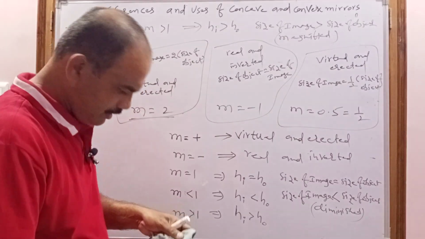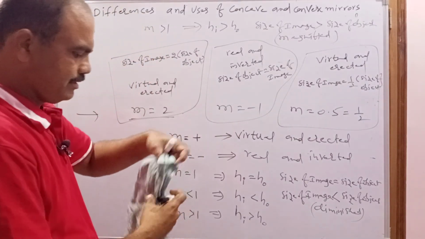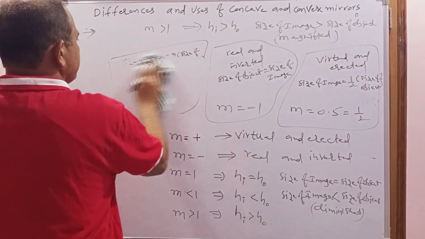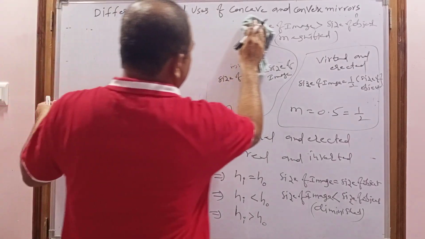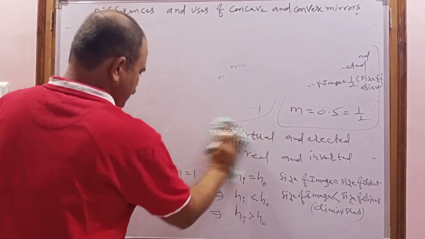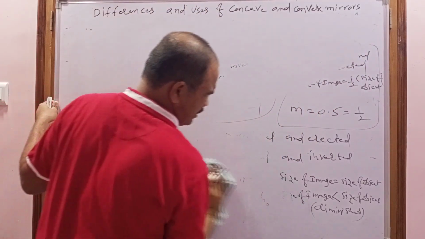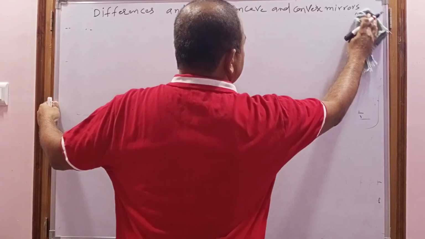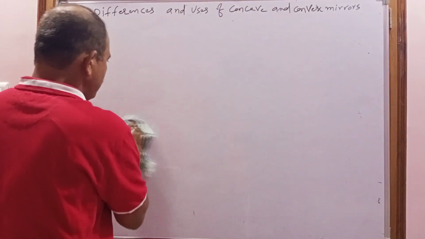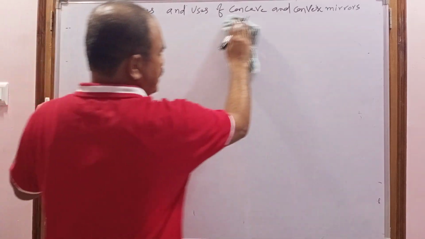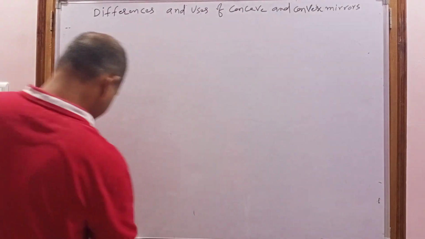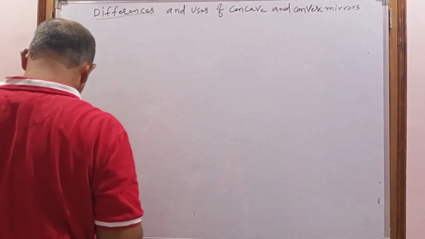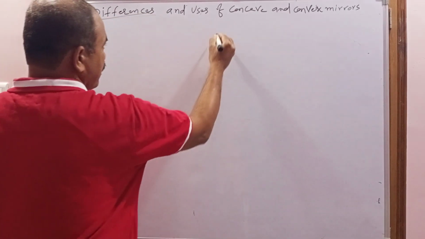And next come to the differences. Now come to the topic: differences and uses. Already you know the differences, all differences are completed. Next differences: only some important differences I am going to discuss. So the differences of concave mirror as well as convex mirror.